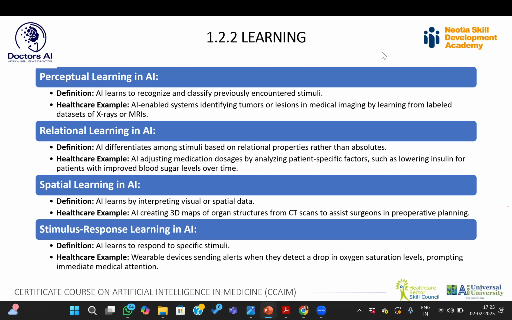Relational learning is another example where you are asking it to relate between two entities. It differentiates among the stimuli based on the relational properties.